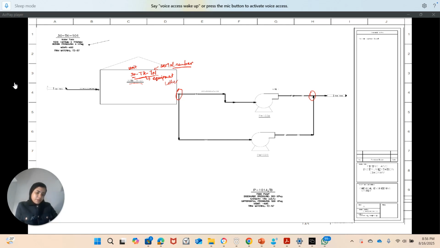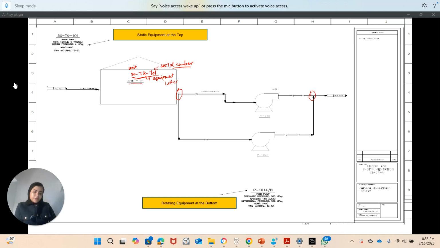So here the static equipment is being placed at the top. This is in some cases, and also the rotating equipment is placed in the bottom. You might have cases where all of the callouts are being placed here, including the rotating equipment. So both static and rotating being placed at the top. So this is just one representation.